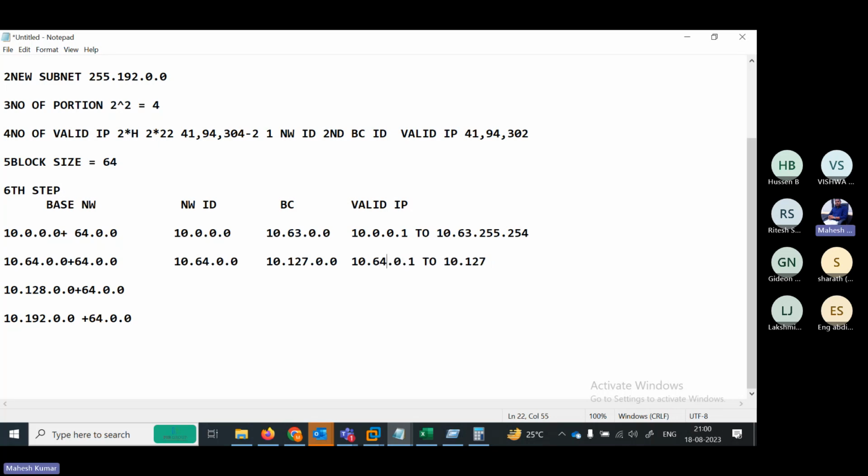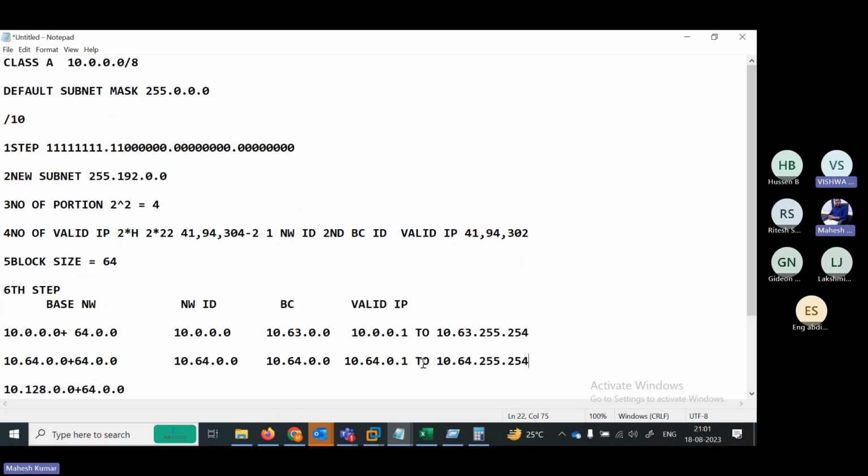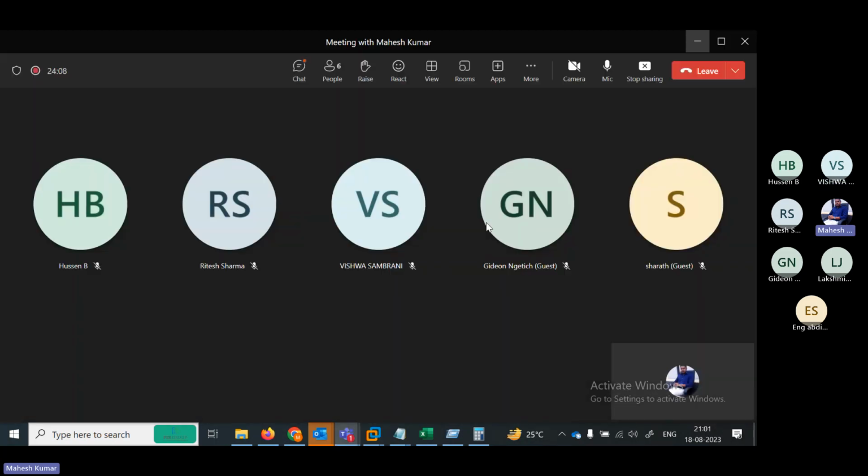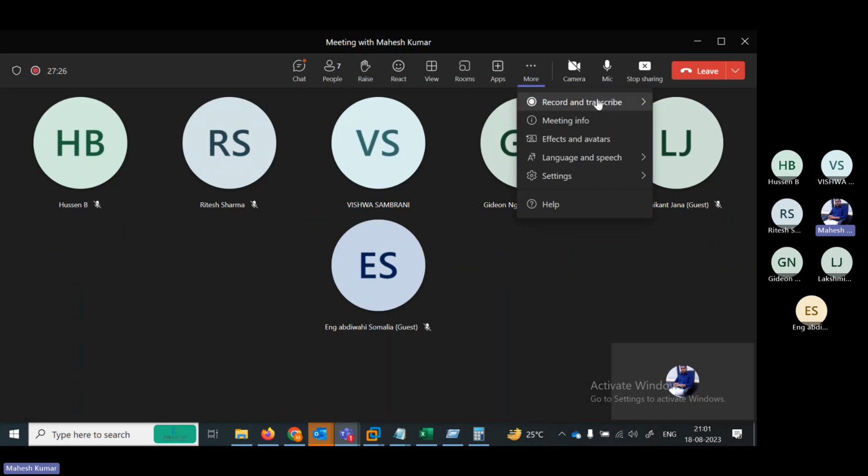10.64. Here also 10.64. The network ID will be 10.64.0.0. Valid IPs will be 10.64.0.1 to 10.64.255.254. So like this, you have to calculate. Got it? So this is how to do subnetting with FLSM of class A.